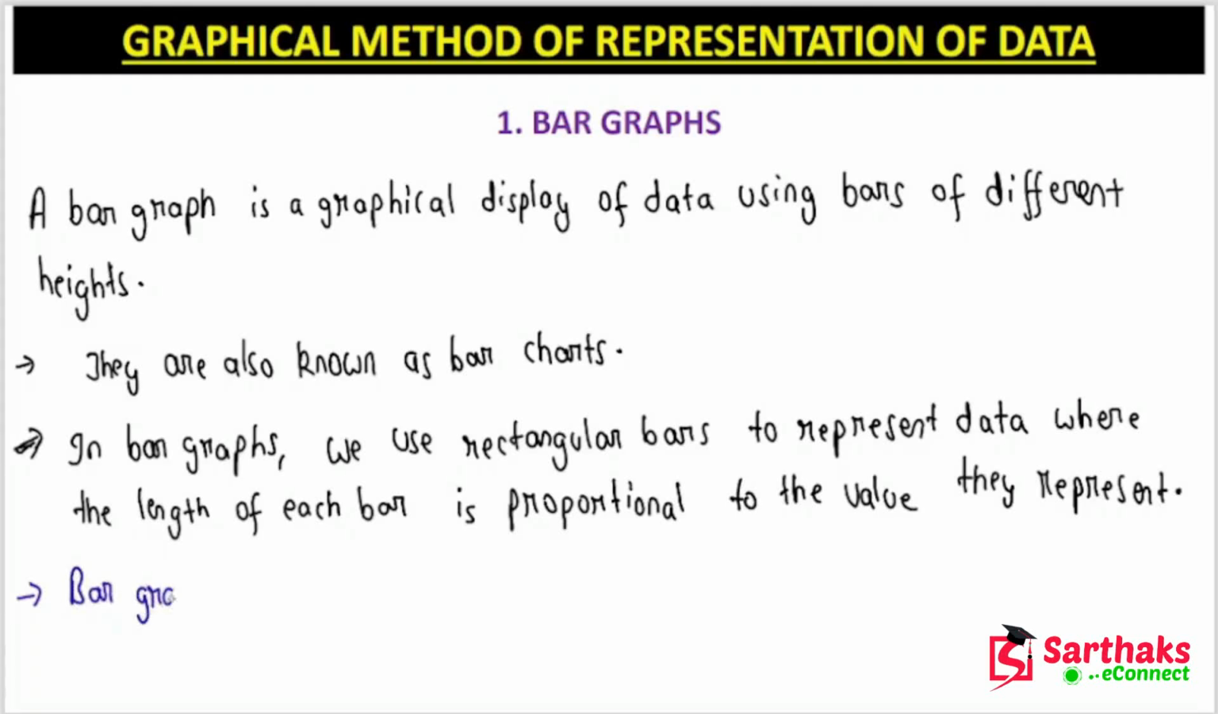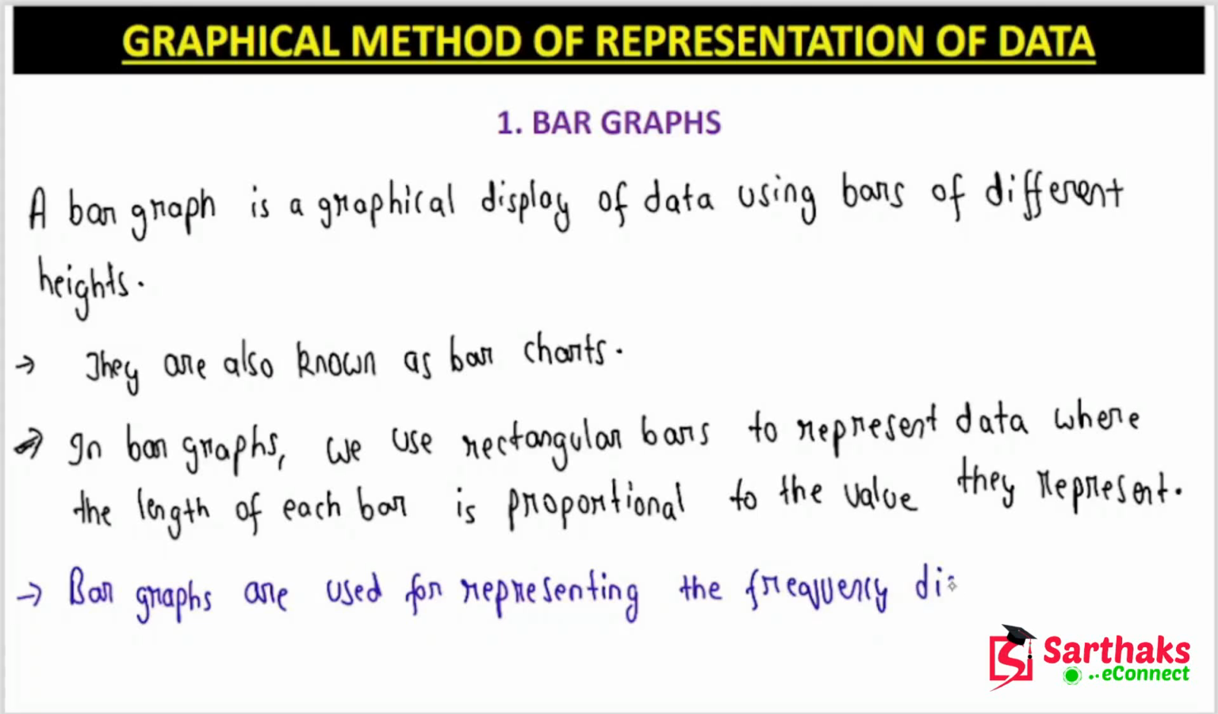So bar graphs are used for representing the frequency distribution of ungrouped data, right? So these are the basic definitions and properties of bar graphs.